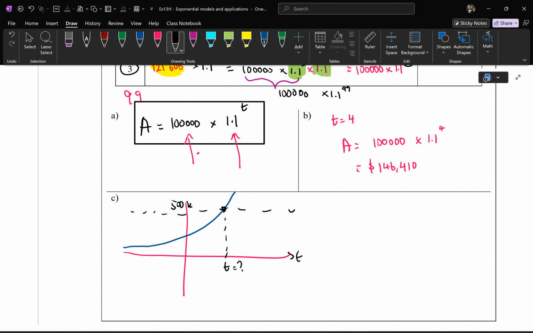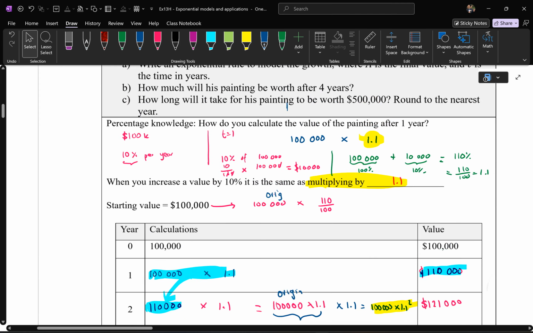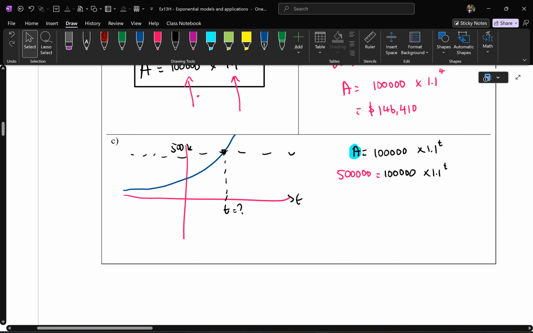So if you have a CAS calculator, this was your formula. A is equal to $100,000 times 1.1 to the power of T. We know that the final amount we want is $500,000. So it needs to equal 100,000 times 1.1 to the power of T. Here you can solve it by hand. If they want exact values, this is an application. It did say round to the nearest year, so it means you can use a CAS.